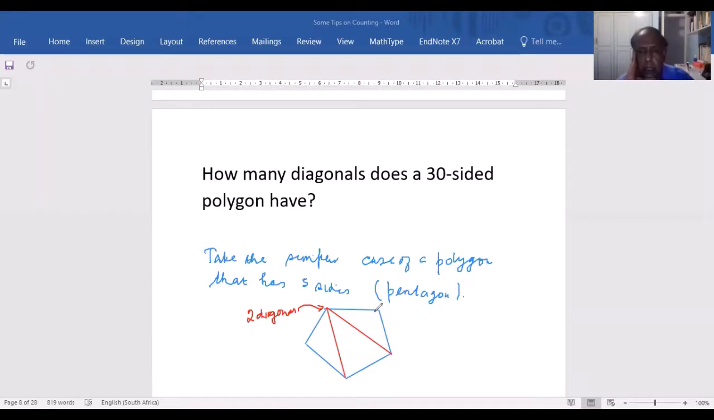Now you can do the same thing for each of these vertices. You can draw two diagonals there. But when you come to the third one, you see one is already drawn, because that point there was linked to this one. So you need to draw only one diagonal here. And here, both are already drawn. So how many diagonals are there?